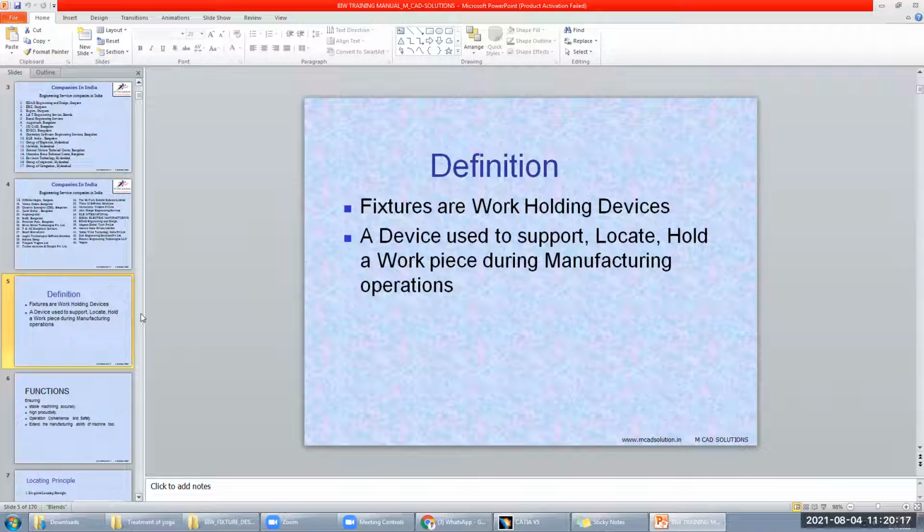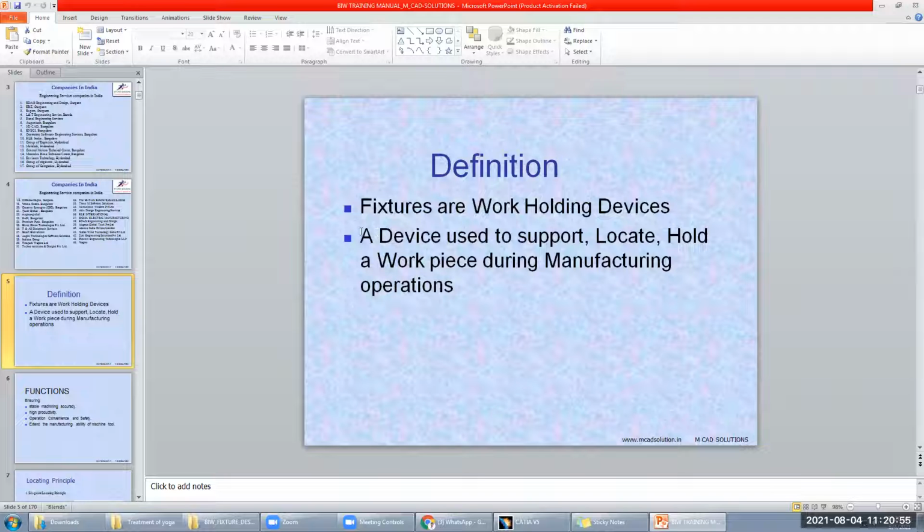So what is a fixture? A fixture is a basic device which can support, locate, and hold the workpiece so that we can do various operations. Depending on the operation, the fixture type or name will be there. Suppose we are doing a drilling operation, so it is a drilling fixture, machining fixture, hemming fixture, sealing fixture. These are the different types. If we are only doing checking, it's called a checking fixture or inspection fixture. So these are the basic types.